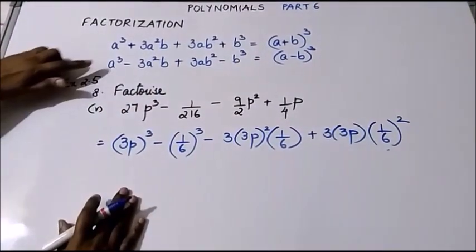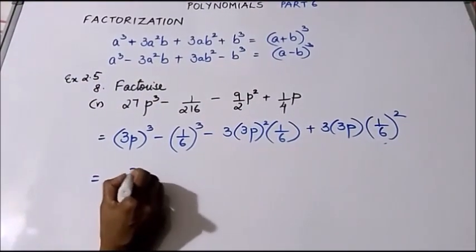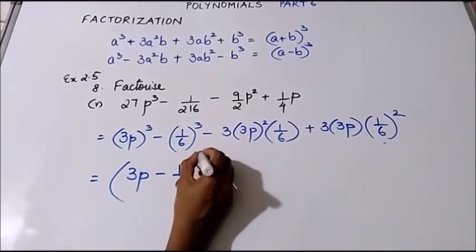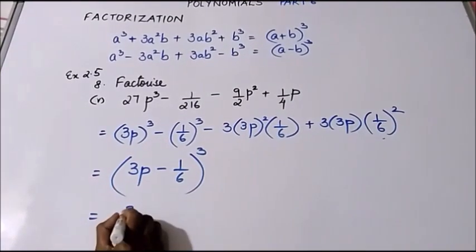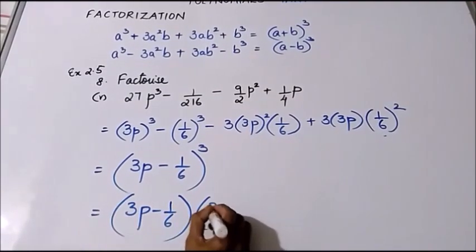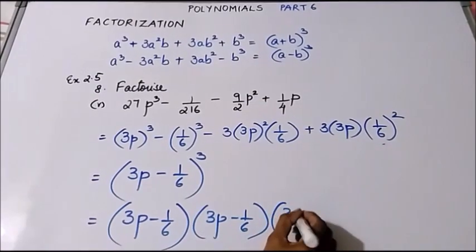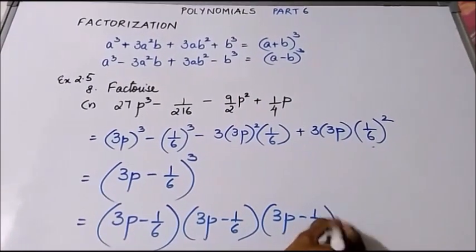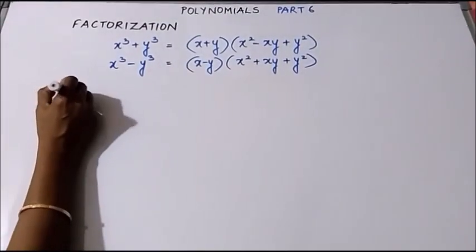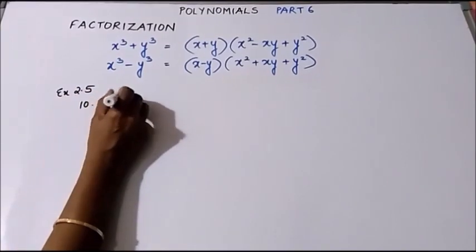Okay, which identity should I use? The second one here, because there is minus sign here. This will give us a minus b the whole cube. This can be written as 3p minus 1 by 6 into 3p minus 1 by 6 into 3p minus 1 by 6. Using these two identities, let us do exercise 2.5, the 10th question, that is factorize.